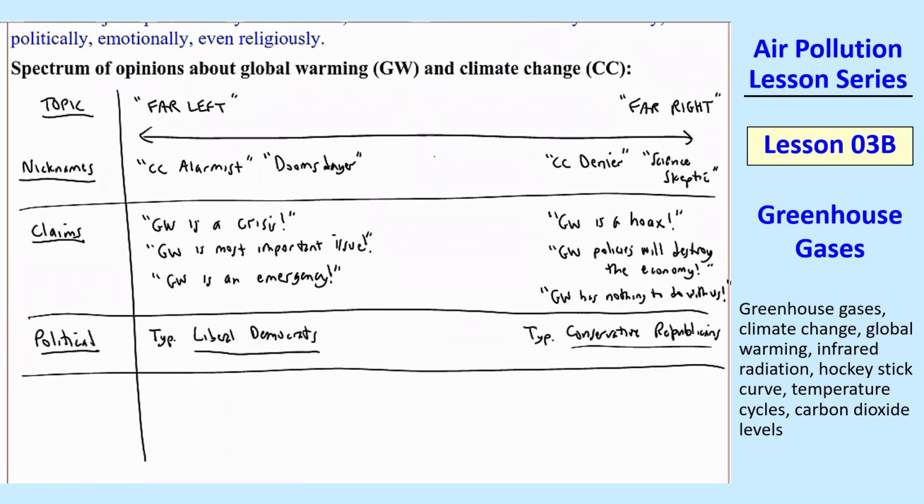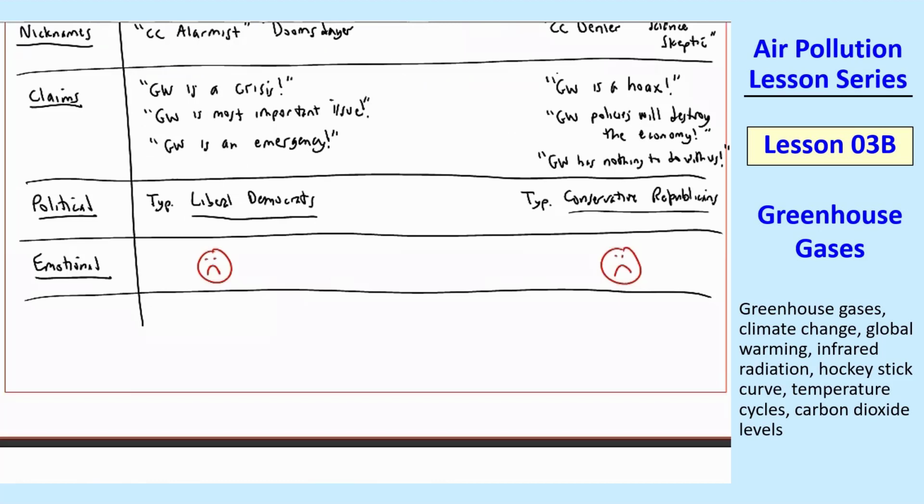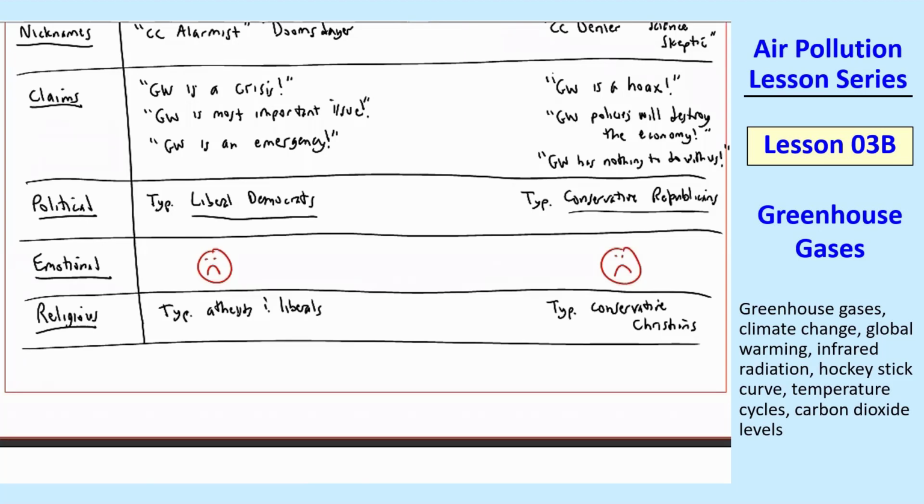In terms of politics, typically the liberal Democrats are on the far left and the very conservative Republicans are on the far right. So just like it is in politics, which is why I drew this scale, it kind of goes along right with that. Emotionally, well, you can see by the faces I drew, both sides get angry about this stuff. And finally, religiously, on the left are typically atheists or liberals, on the right are typically conservatives.